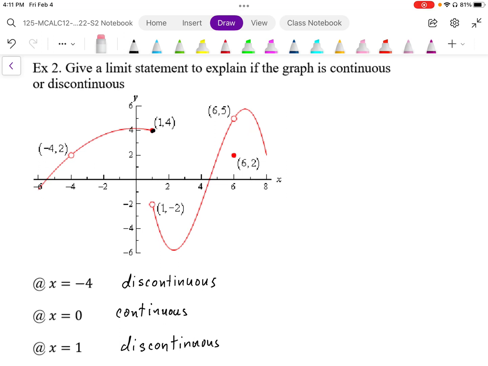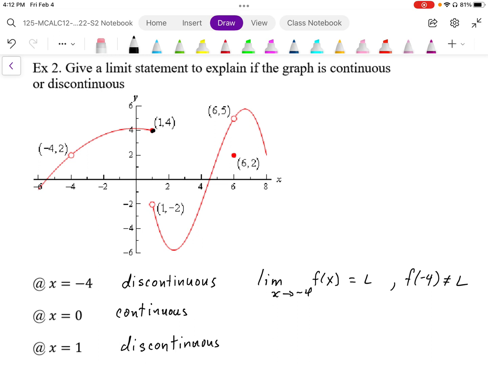Okay, so the argument I can give for -4 is that although there is a limit, so as x approaches -4, f of x has a limit, but the value at -4 is not equal to the limit. In this case, the limit is equal to 2, but the value at -4 is not equal to 2. In fact, this is what we call a removable discontinuity because from both sides, it has a limit, but there's a gap in there.